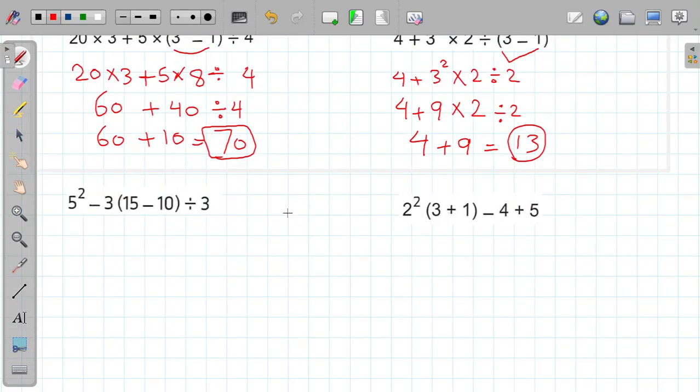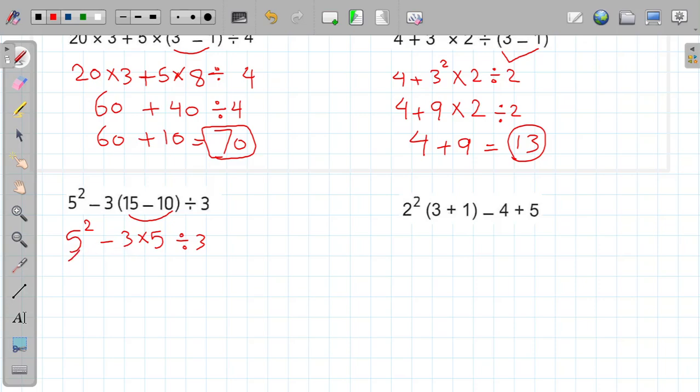Next, we have 5 to the second power minus 3 multiplied by parentheses 15 minus 10, all divided by 3. Okay, 5 to the second power, and we have parentheses. So we do first what's inside the parentheses. So 15 minus 10 equals 5, and all of this divided by 3.